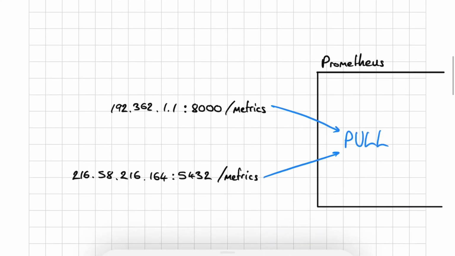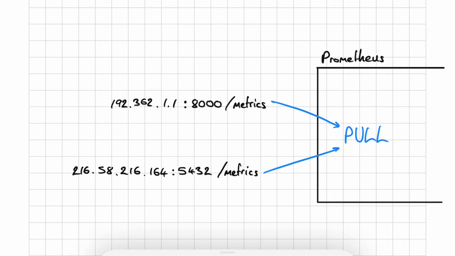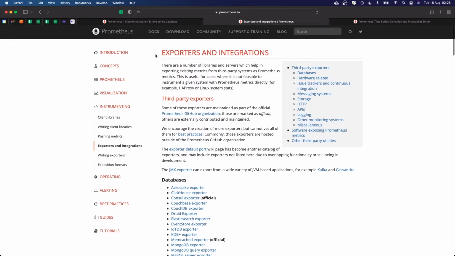On each of those targets, it pulls in metrics, things like memory usage, rate of requests, or anything else. And it does that by making a GET request to a /metrics endpoint on the target. To serve metrics in the Prometheus format from this endpoint is to run an exporter.